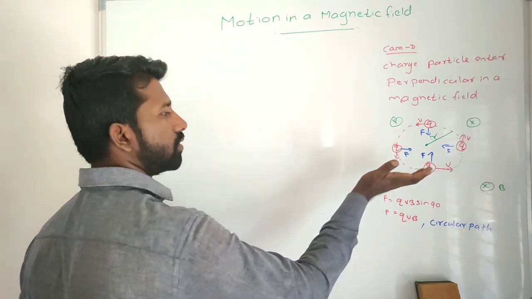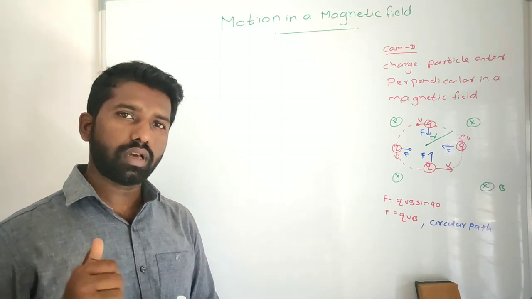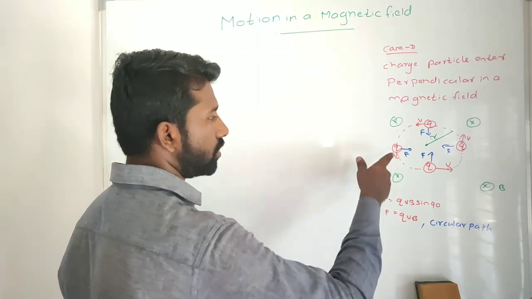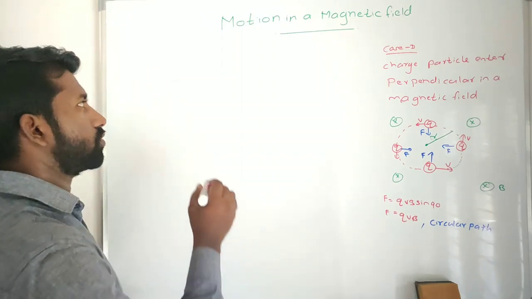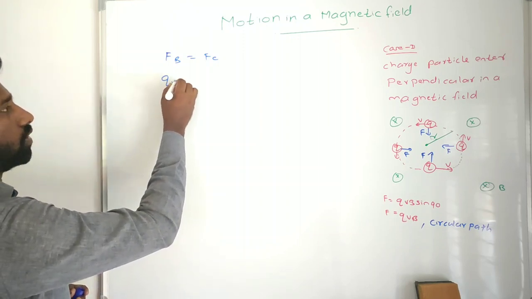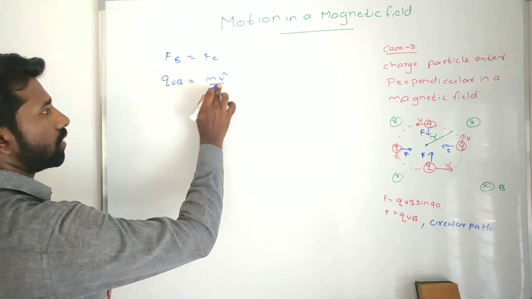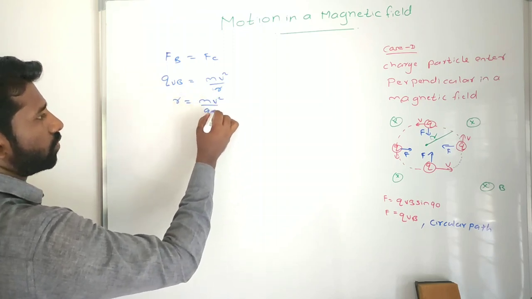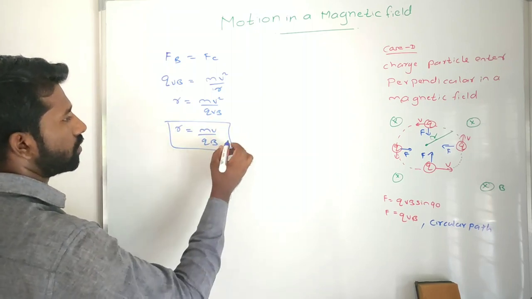If a charged particle enters perpendicular in a magnetic field, it will move in a circular path. Anything moving in a circular path needs a centripetal force. That centripetal force is always acting toward the center. Here this magnetic force is always acting towards the center. So you can say that this magnetic force is converted into centripetal force. So this magnetic force is equal to centripetal force. What is the magnetic force? The magnetic force formula is QVB, equal to the centripetal force formula. What is the centripetal force formula? mv squared divided by R, where R is the radius. So from this we take R: R is equal to mv squared divided by QVB. V and V cancel. So R is equal to mv divided by QB. This is the radius of the circular path.